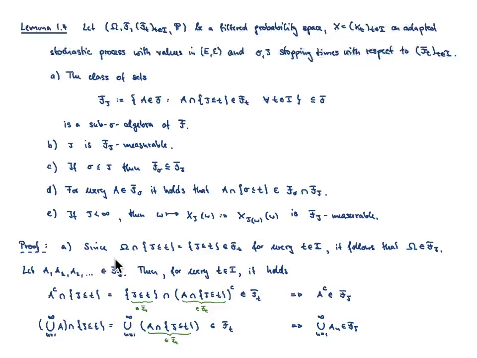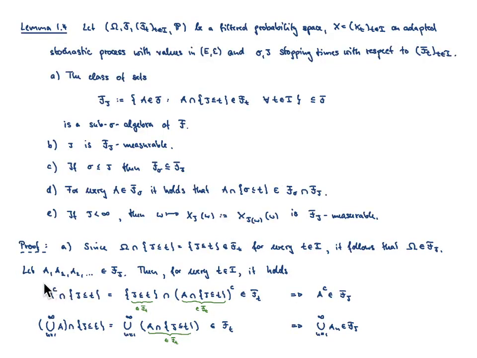So let's start with checking that Omega is contained in this class of sets. Well, what do we know? If we intersect Omega with the event that tau is less than or equal to t, clearly we simply obtain the event that tau is less than or equal to t. And by assumption, we know that tau is a stopping time, hence this event is contained in F_t, and this holds true for every t in our index set. And this simply means that our space Omega is an element of this class of sets F_tau, because that was what I have checked here, the defining property.